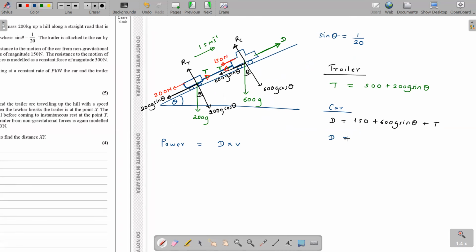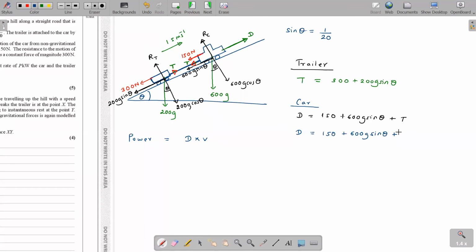And I get here D equals 150 plus 600 g sine theta, plus the T will be equal to 300 plus 200 g sine theta. Is that okay? Input the value. Get the driving force. 600 g, g is 9.8. Sine theta is 1 over 20.